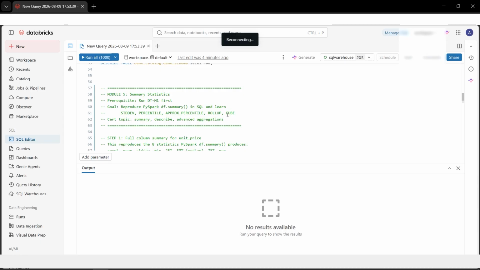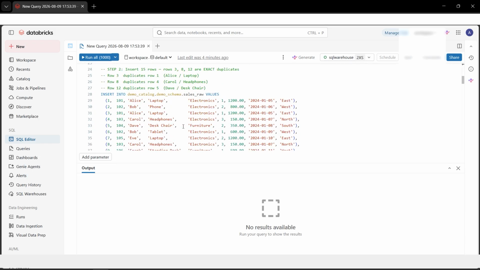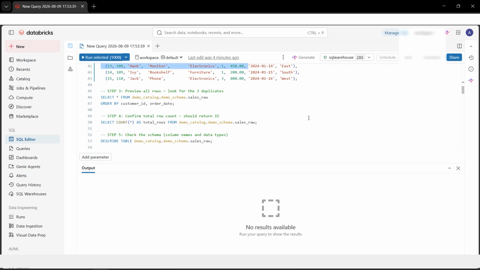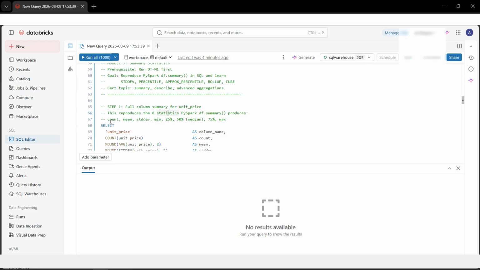All right, now let's demonstrate summary statistics. Please note we are continuing from our previous hands-on, so please make sure to run module one. I'm not running it because it contains basically our table data and all. Today we'll be deep diving into the standard deviation, percentile, those kinds of things.